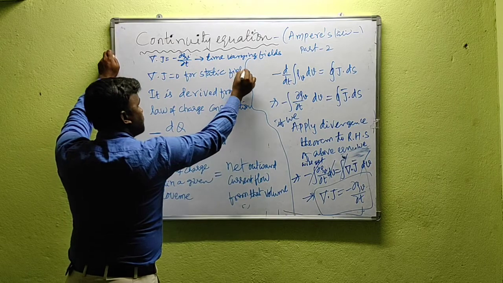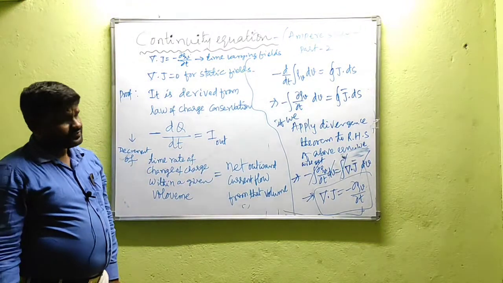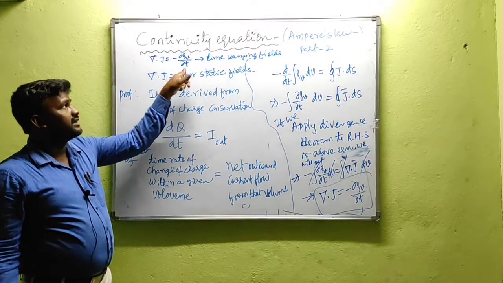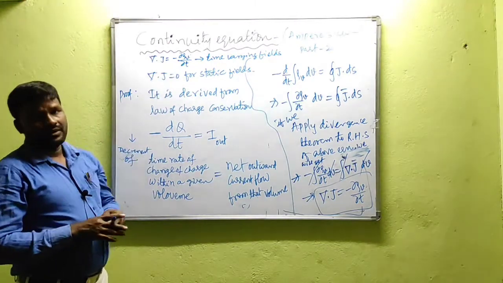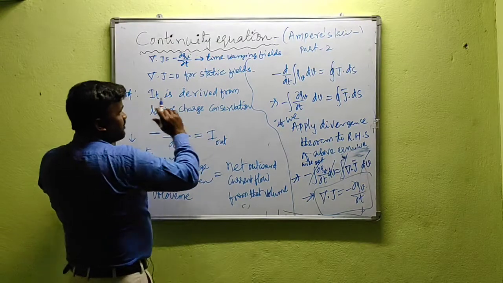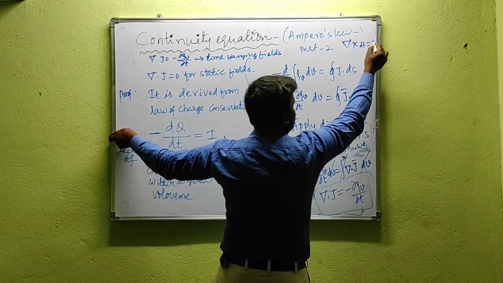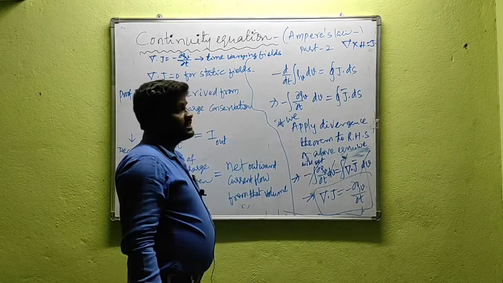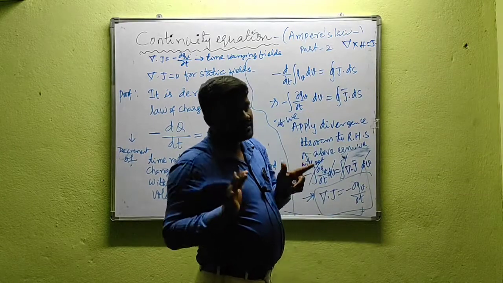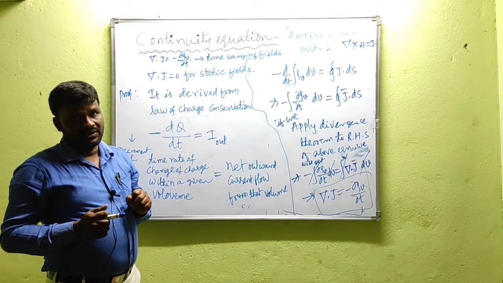What does it mean? Actually, we have an incompatibility in equations 2 and 3, that is, del dot J equal to 0 and del dot J equal to minus ∂ρv/∂t from the previous video. This incompatibility is due to Ampere's circuit law. What is Ampere's circuit law? Del cross H equal to J. If I apply divergence on both sides, I will get del dot J equal to 0. That means the original Ampere's circuit law is valid for static fields, whereas it is not valid for time varying fields.